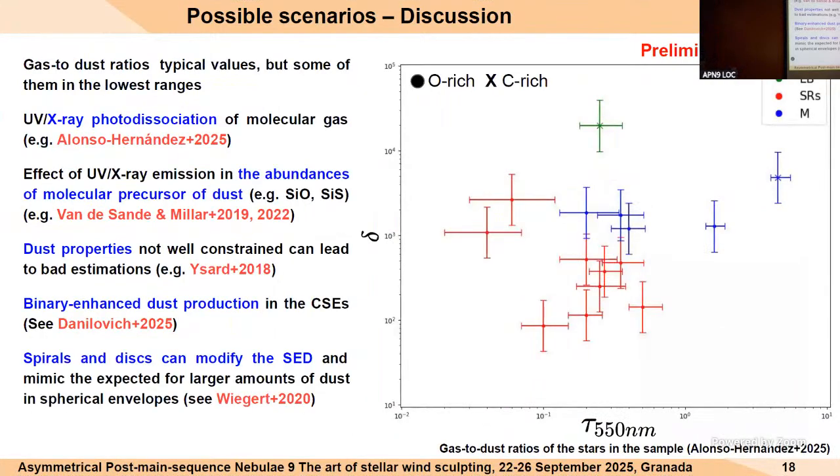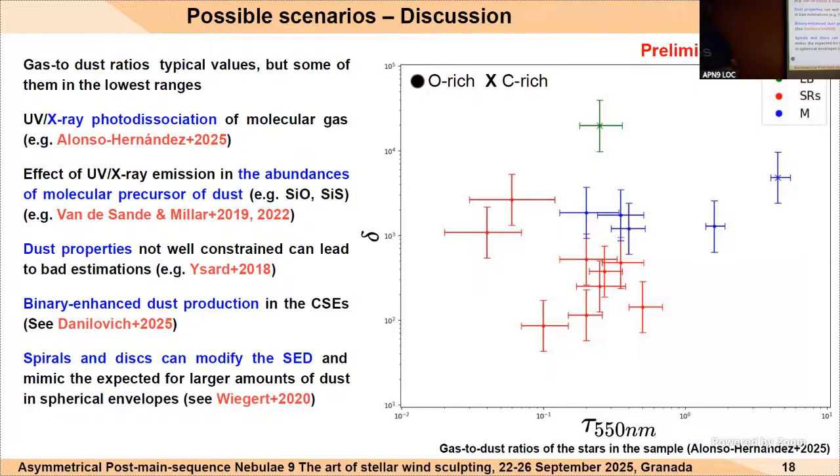I would like to mention that we are exploring the gas to dust ratio because there are some recent papers that indicate that there could be some effect in this parameter. For example, the photodissociation of the molecular gas can reduce the gas to dust ratio. There is also an effect in the abundances of molecules which are precursors of dust. This can also be affected. The dust properties are usually not well constrained.